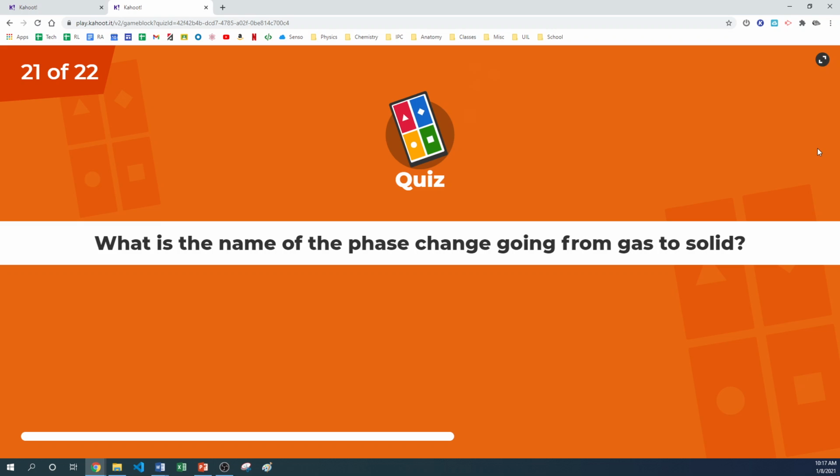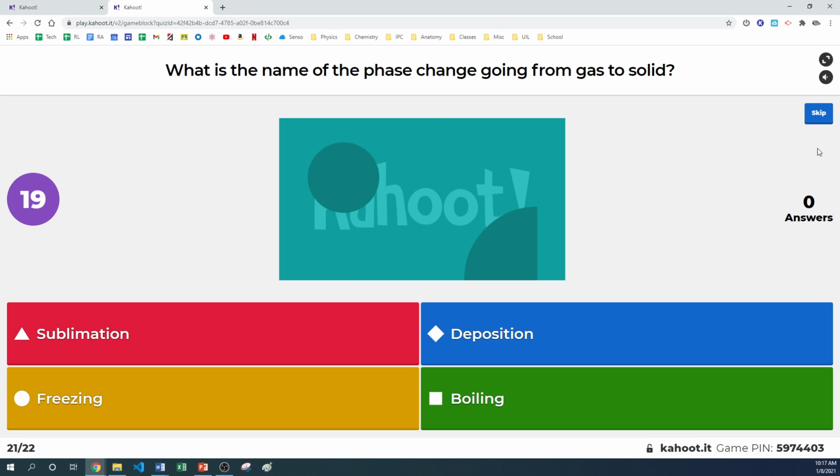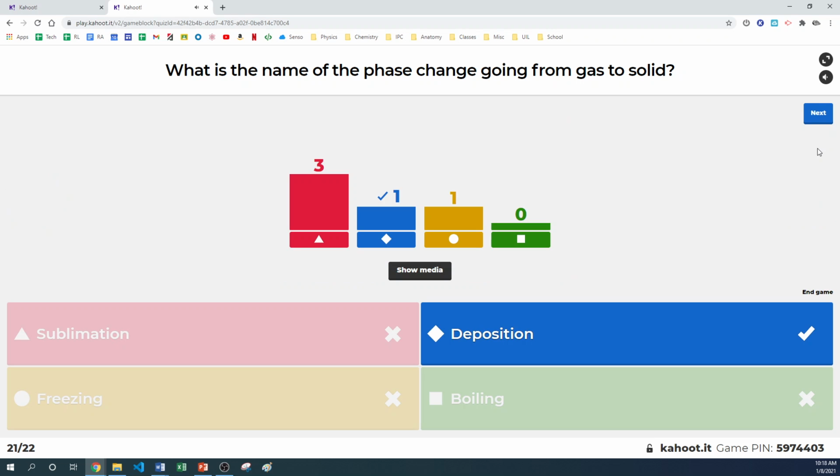What is the name of the phase change going from gas to solid? Oh, shoot. Gas to solid. Sublimation is solid to gas, and the opposite of sublimation is deposition.